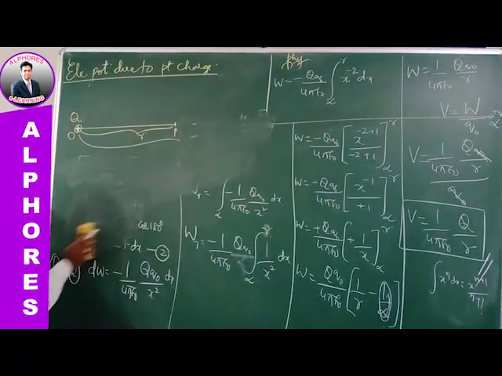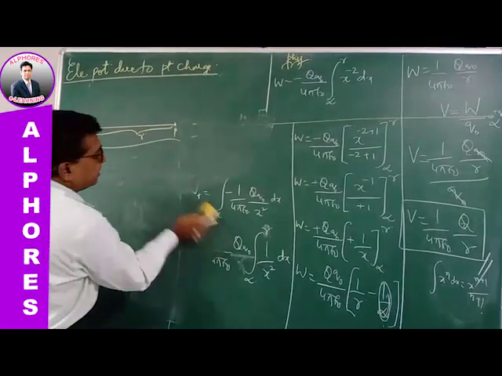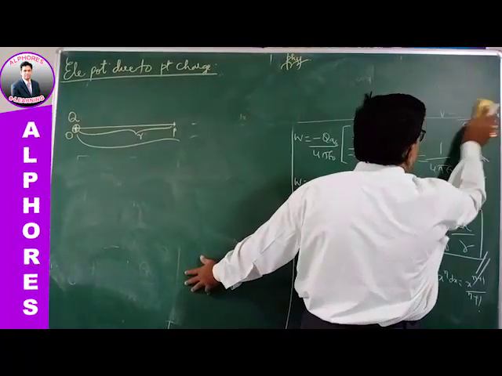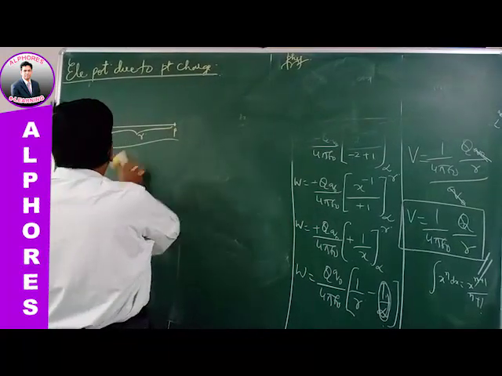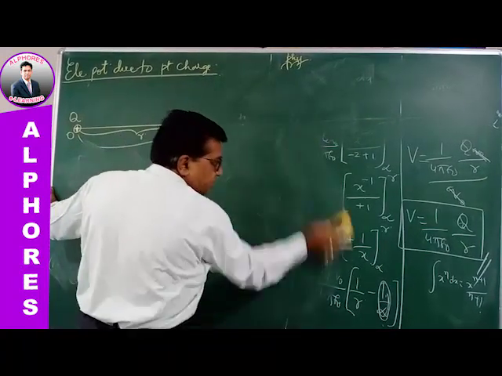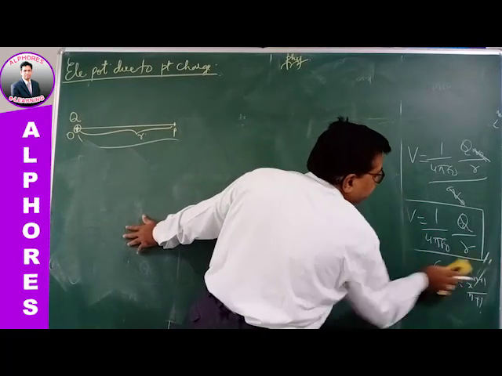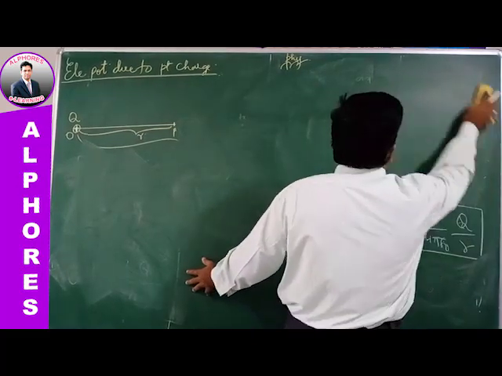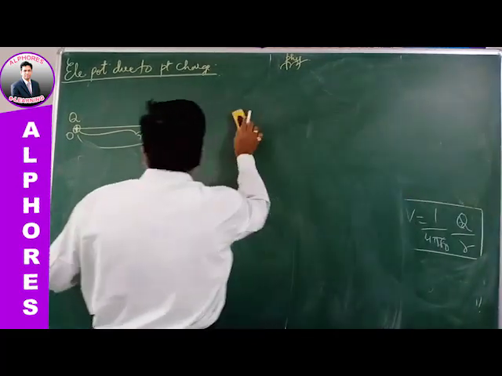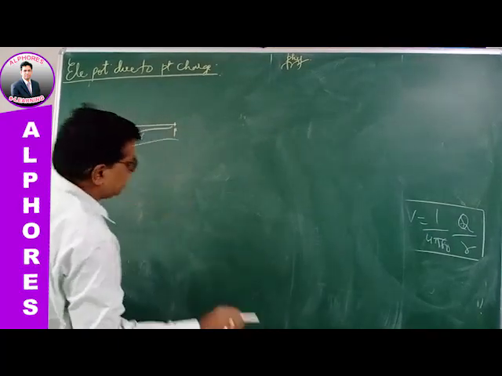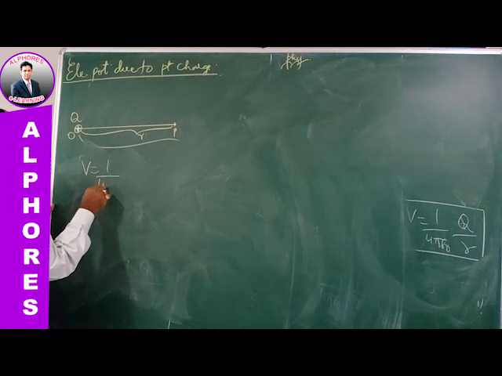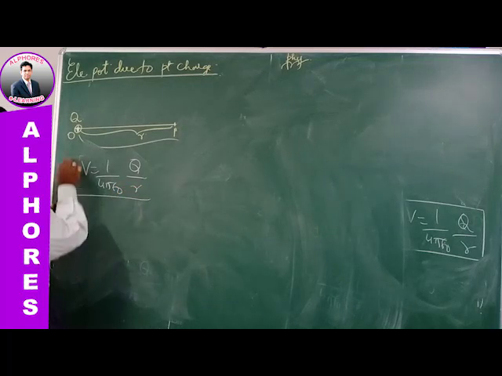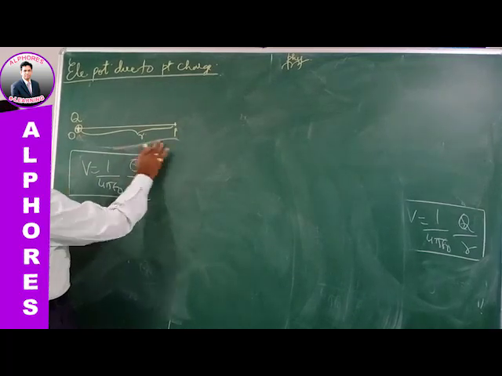The electric potential due to a point charge fixed at a point, at any point in its vicinity in the electric field at a distance r, is V equal to 1 by 4 pi epsilon naught Q by R, where Q is the charge and R is the distance of the point from the charge. So potential V equals 1 by 4 pi epsilon naught times the charge Q by its distance R. This is the formula for the potential due to a point charge.